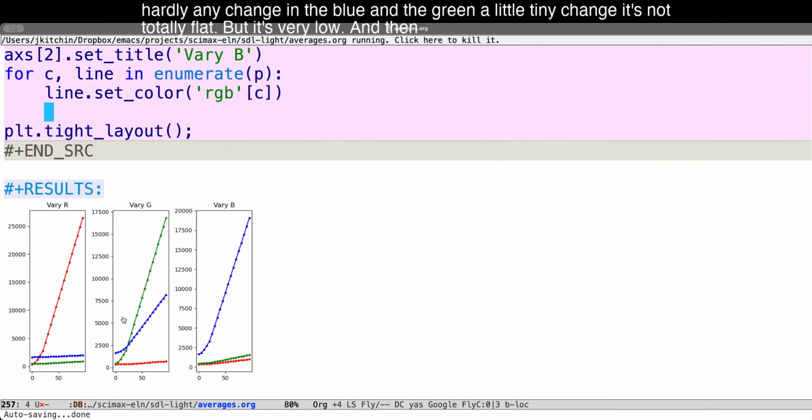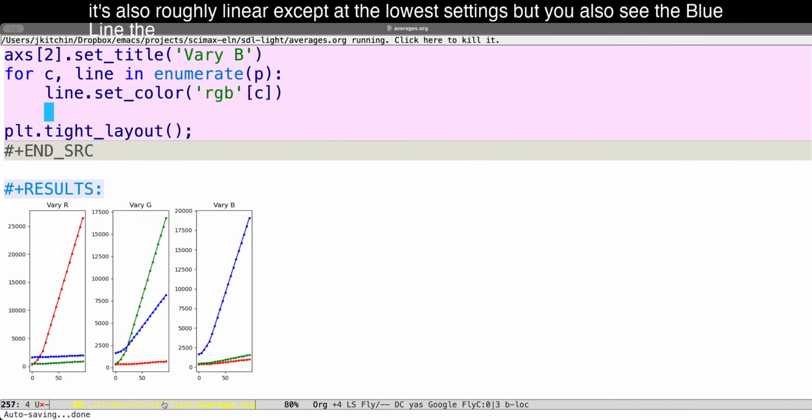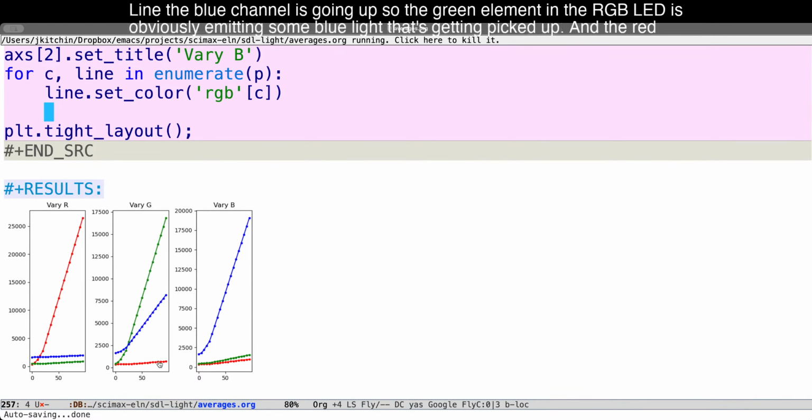And then when I vary green, you see the green channel goes up quite a lot, and it's also roughly linear except at the lowest settings, but you also see the blue line, the blue channel is going up. So the green element in the RGB LED is obviously emitting some blue light that's getting picked up, and the red channel is hardly changing.